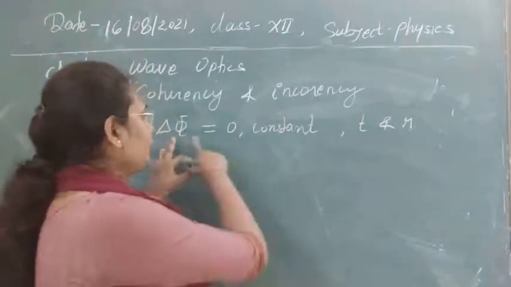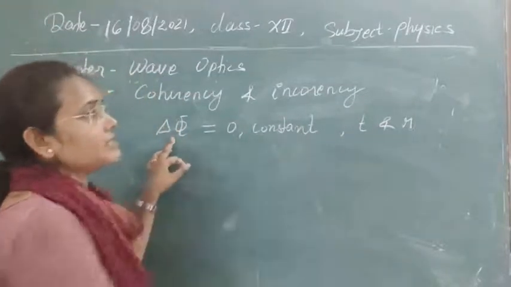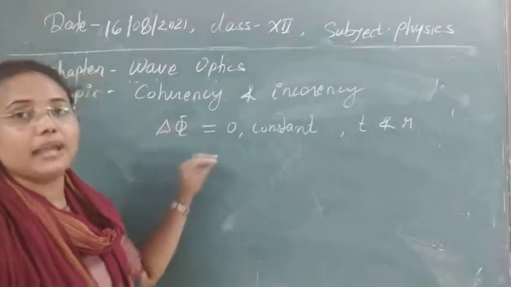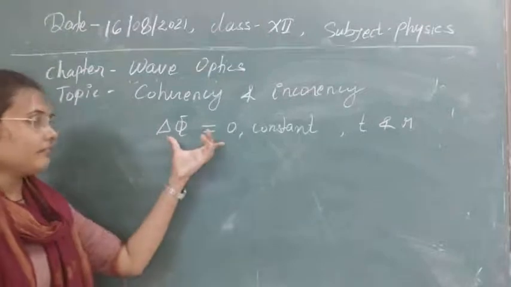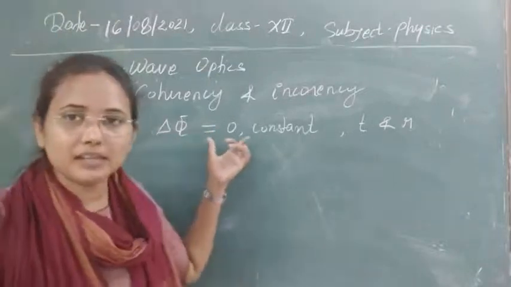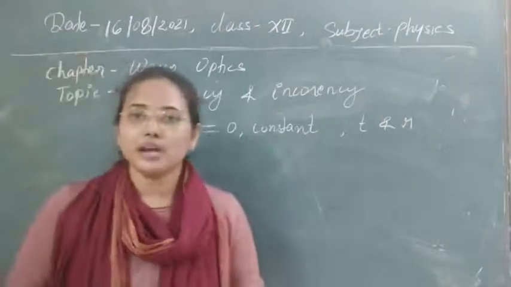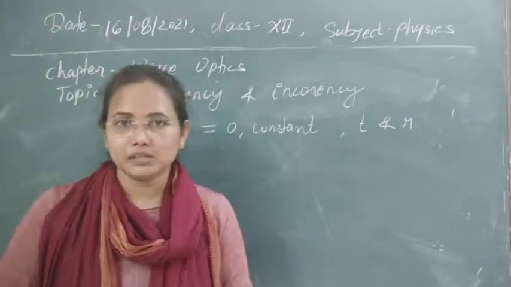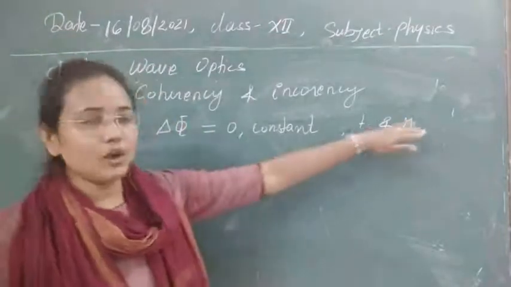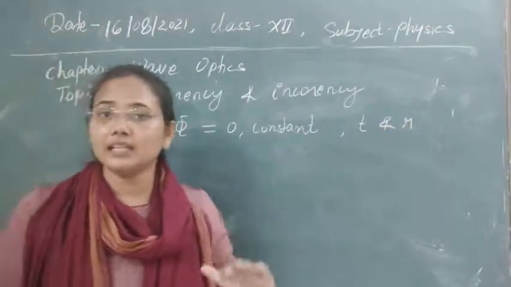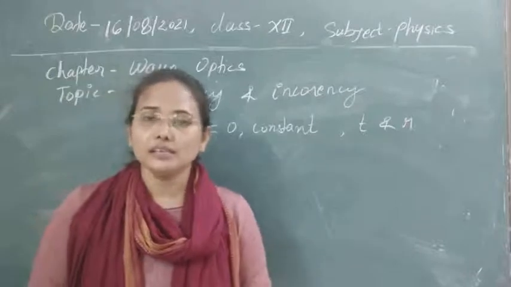So first of all, this is the definition of coherency of light waves. Whenever the phase between two or more waves is 0 or constant, then those waves are known as coherent waves. With time, if they maintain their phase, they maintain their location, that is called being in the same phase.